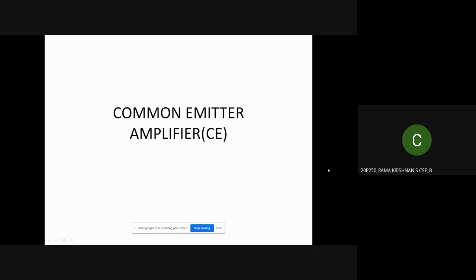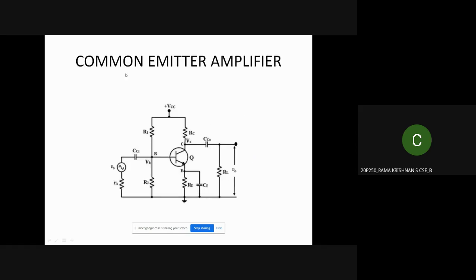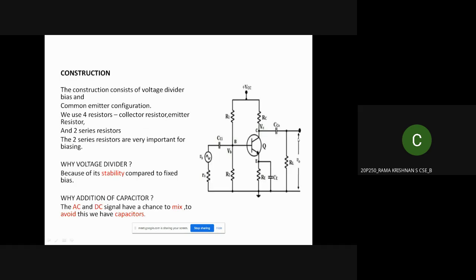Okay. Good afternoon, everyone. Today, I have been assigned the seminar topic on the common emitter amplifier. When we think about the common emitter amplifier, this is the diagram which should be coming to your mind. When we look at this diagram, we can observe two things. The construction should be very familiar to you all. Let me explain the construction first. The construction is composed of a voltage divider bias circuit configuration and the common emitter configuration.